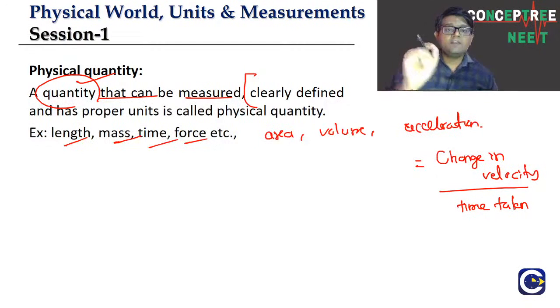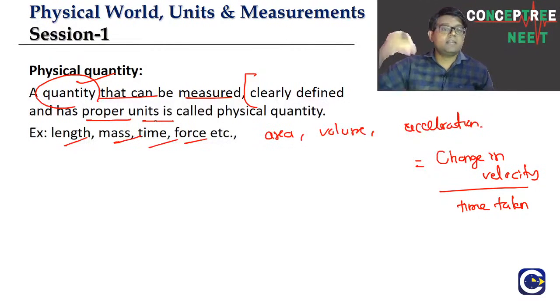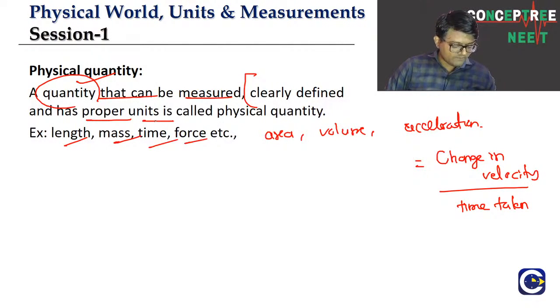So every physical quantity, right, will have a clear definition. And secondly, it will have proper units. What is a unit? We will see. Unit is like the base. When we take the measurement of a quantity, we require a base value, right? That base value is called as what? Unit. So what is a physical quantity? Anything which can be measured is called a physical quantity. So physical quantities will be clearly defined and they will have proper units. Okay guys, so this is the definition of a physical quantity.